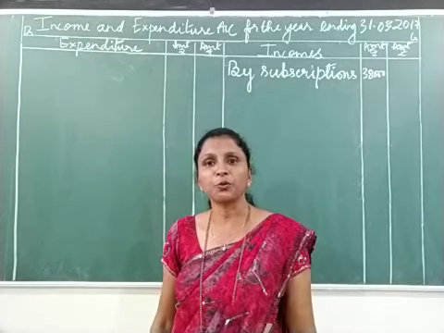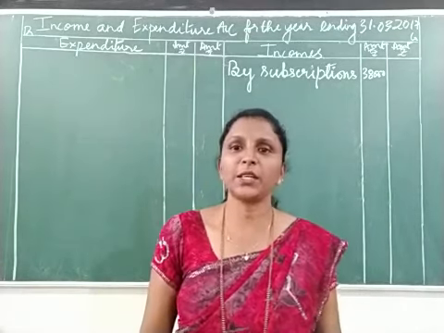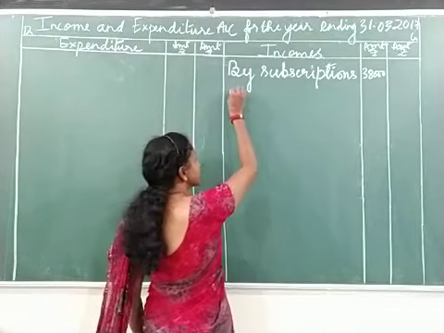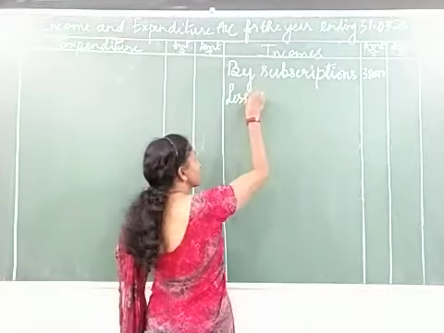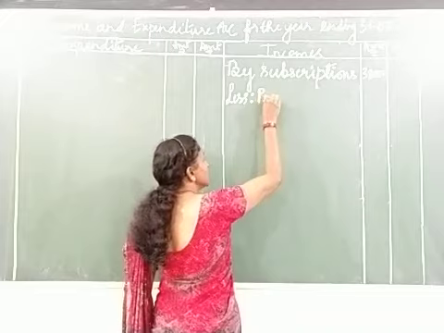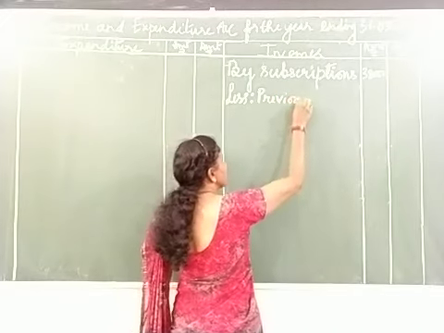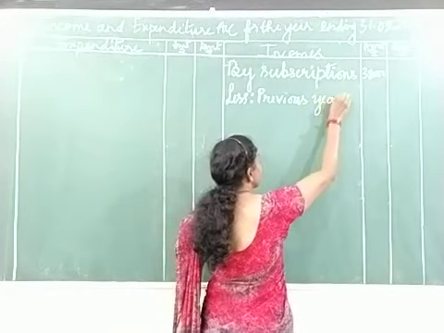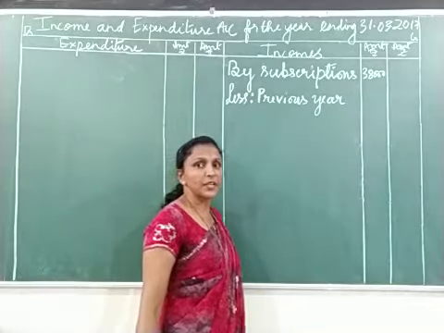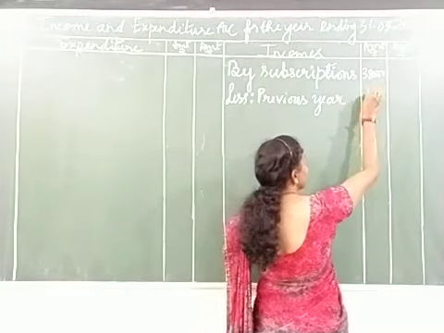So what we have to do? We have to minus it. So let's write "less previous year." What is the amount of that? 1,200.